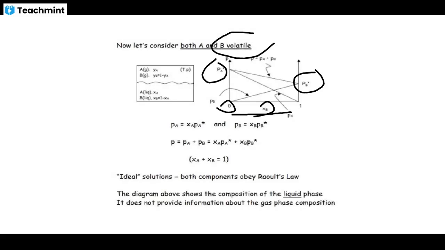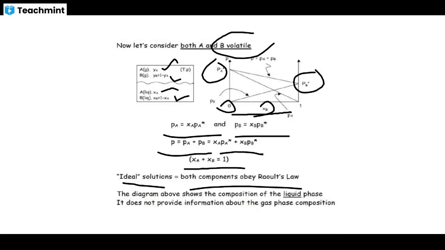You should know the difference: in the liquid phase, the concentration of A is Xa and the concentration of B is Xb. In the gas phase, it is Ya and Yb. So Pa is nothing but Xa Pa star, and Pb is nothing but Xb Pb star. The total pressure P is Pa plus Pb. Adding the mole fractions Xa and Xb, you get 1. So in an ideal solution, both components obey Raoult's law.